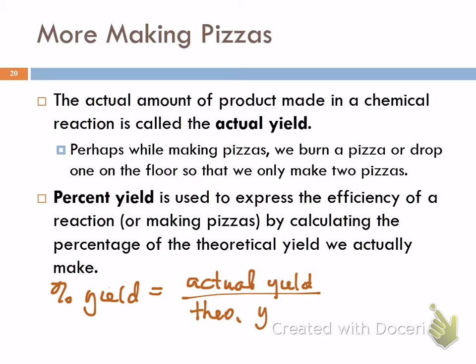I call him Theo. The theoretical yield times 100. We did this not that long ago, didn't we? We did percent yield for, no, we did percent error and we did percent recovery. We use percents a lot. It's always the part over the whole times 100. So yeah, it does seem familiar.